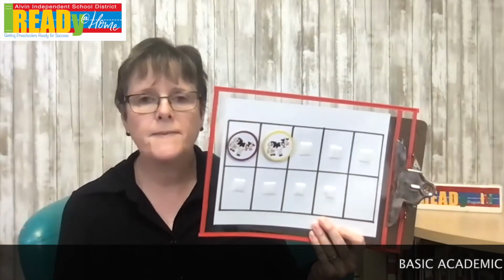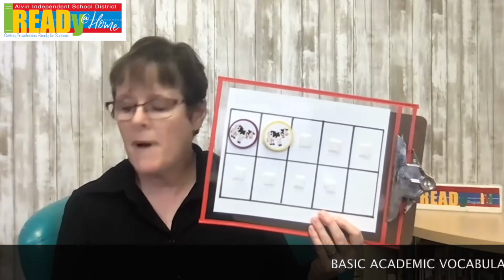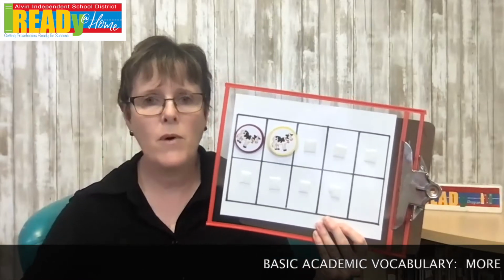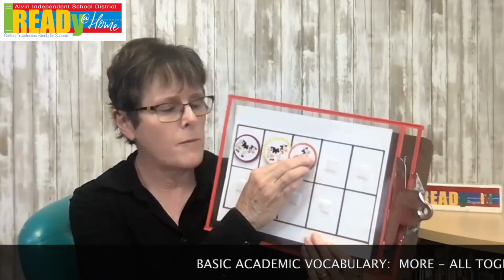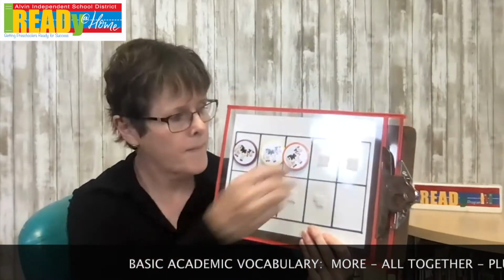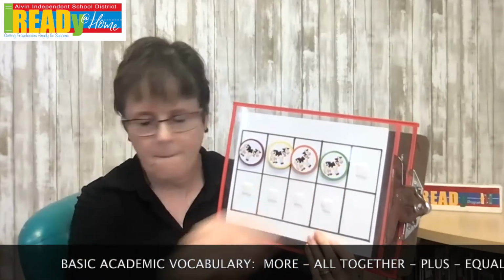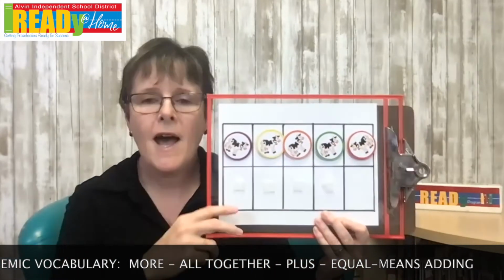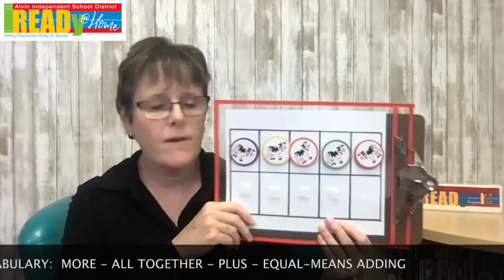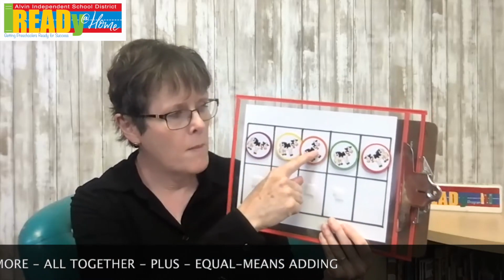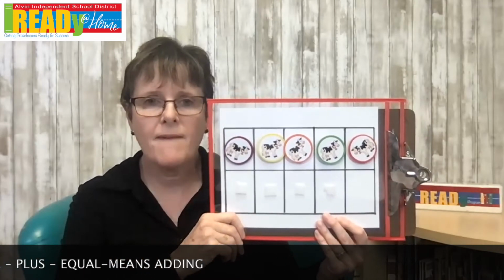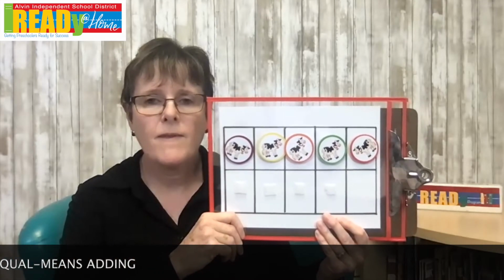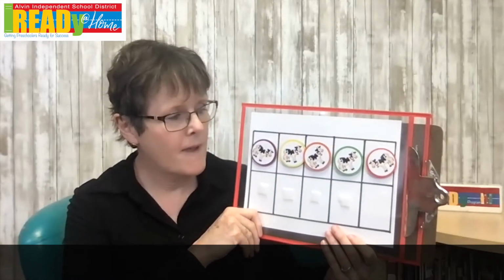2 cows. He buys 3 more. Have your child put on 3 more. How many cows does he have altogether? 2 plus 3 equals 5.